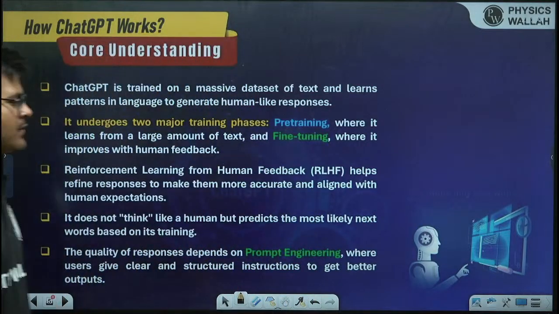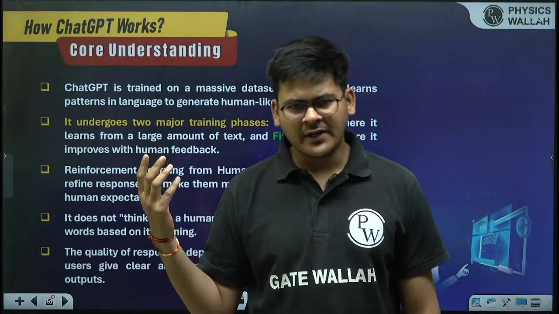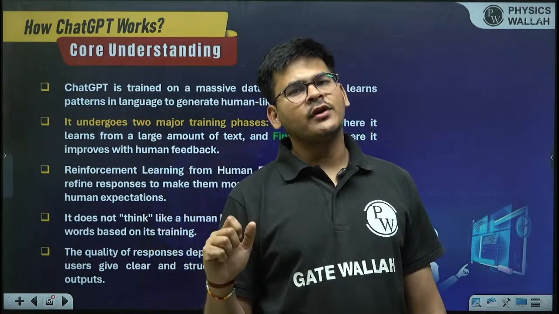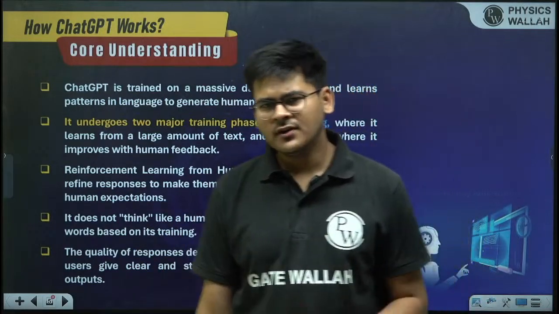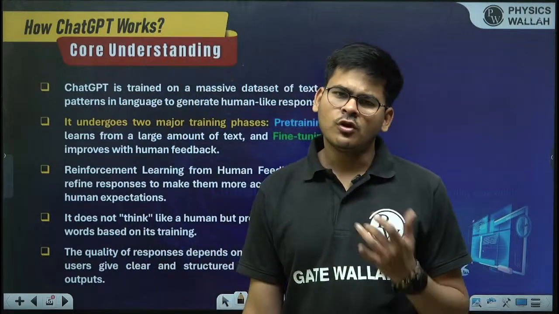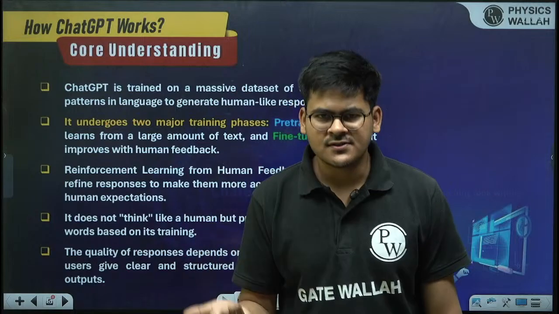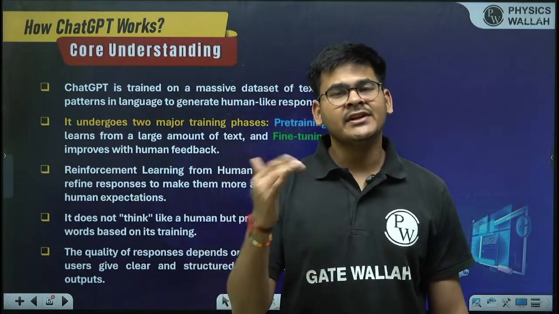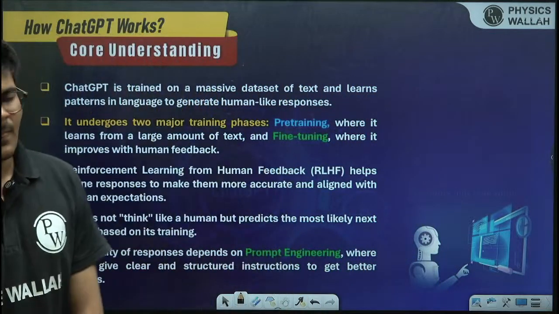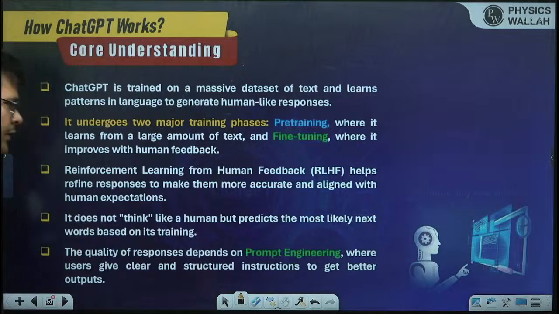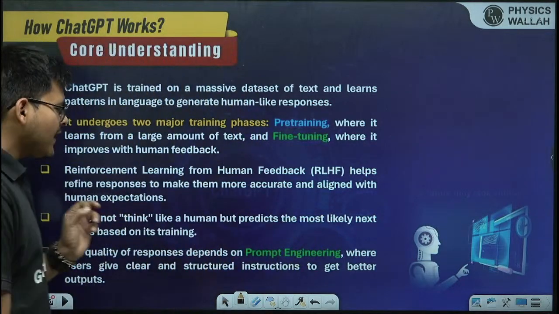Reinforcement learning is exactly like how you have grown up. If you do something good, you get rewarded. If you do something bad, you are scolded. Exactly the same way we do for a robot or a machine. If it does something great, we reward it and give it plus points. If it does something bad, we deduct those points from it. This is how it learns from the environment. You can read about it. It helps in refining responses to make them more accurate and aligned with human expectations.